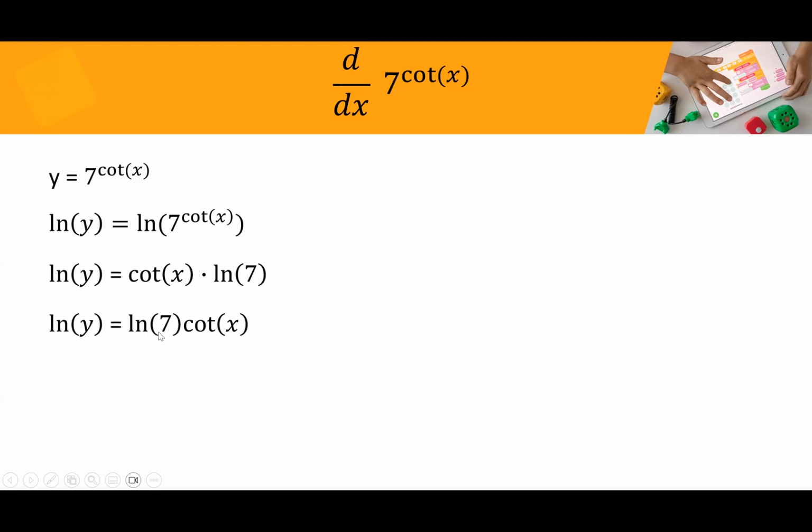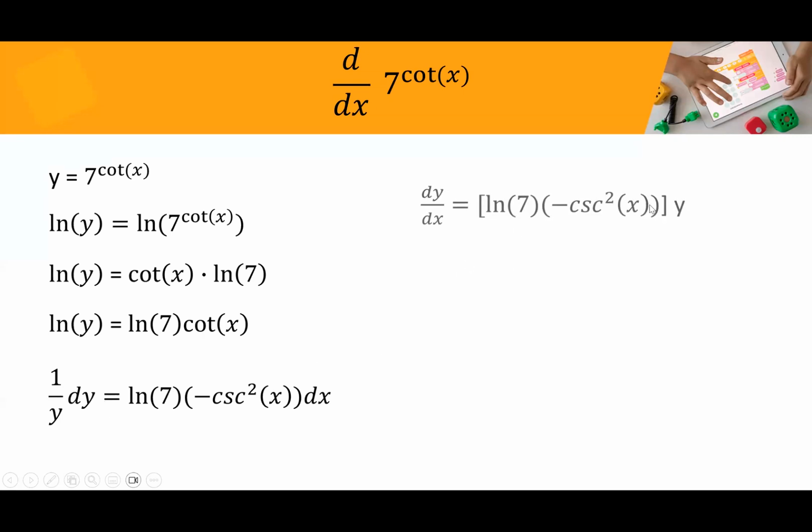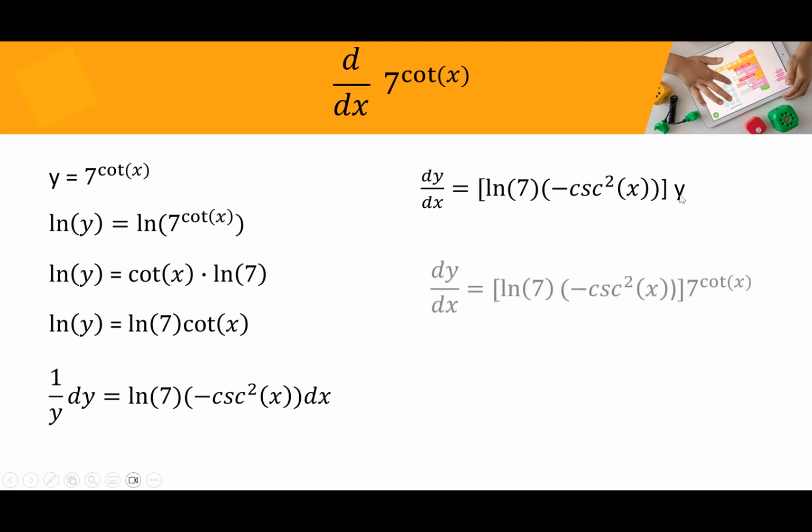We'll put natural log of 7 out in front because it's just a coefficient. Natural log of 7 is a number, a real number. So when we take the derivative, we'll just bring it down. So the left side is 1 over y dy. The right side will be natural log of 7 all times negative cosecant squared of x dx. Okay, now once again, divide both sides by dx, multiply both sides by y. And what does y equal? 7 to the cotan x. So we'll replace this y with 7 to the cotan of x.